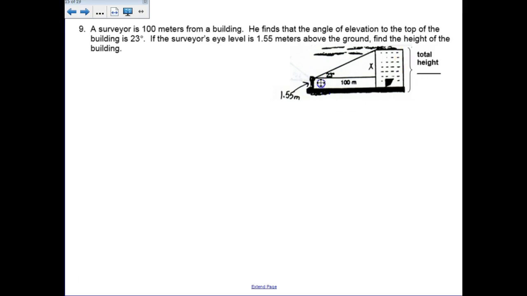And I think we could find some stuff. Can we find the length from here to here? Yeah. Using what? Tangent. Very good. So we have tangent of 23 equals x over 100. So you are going to be multiplying 100 times the tangent of 23.